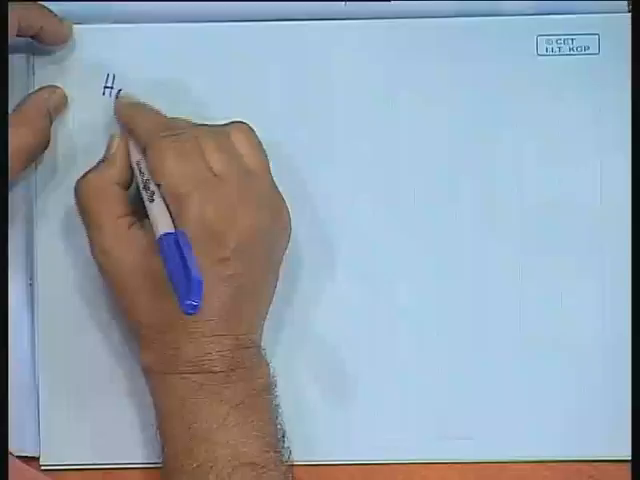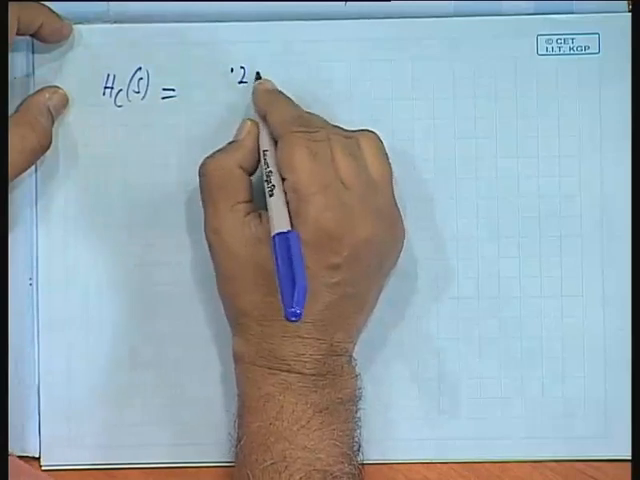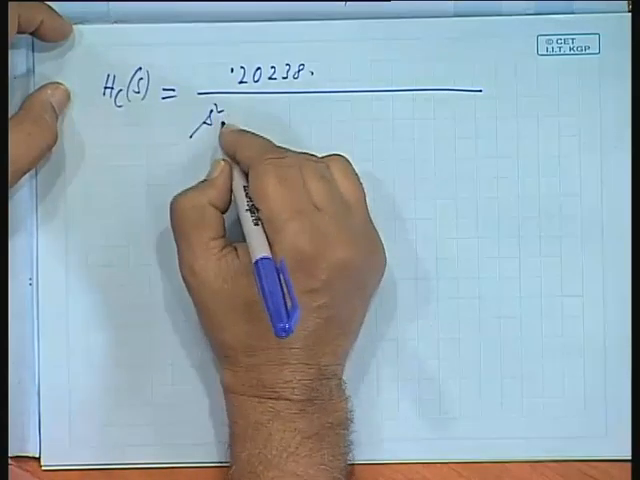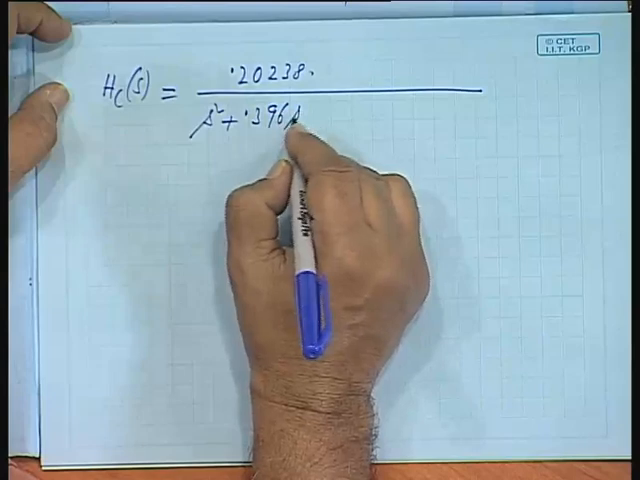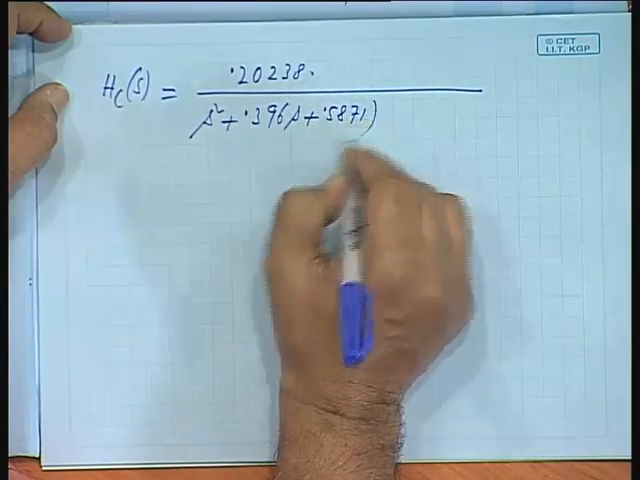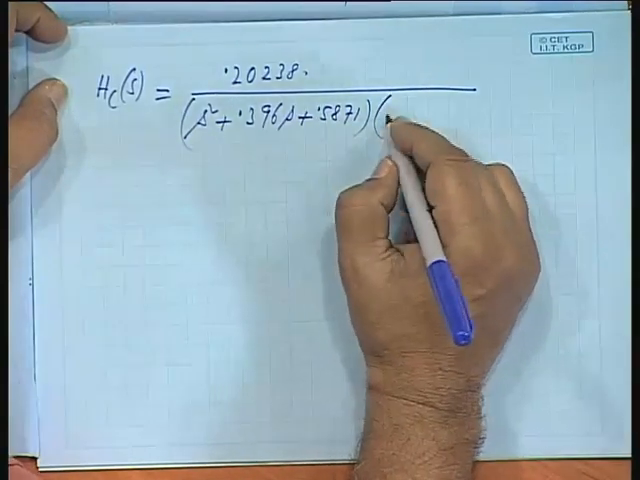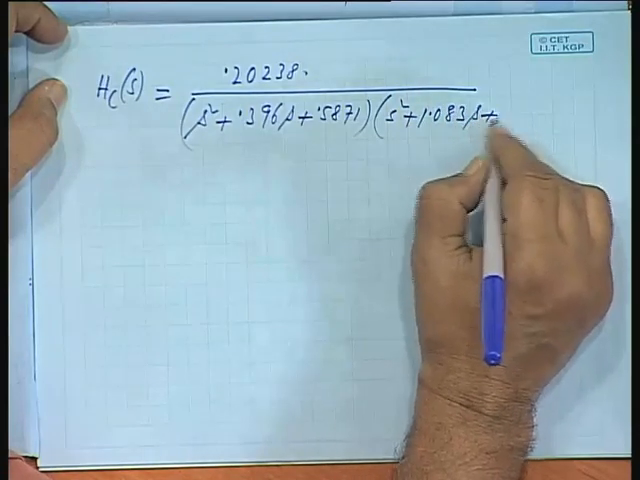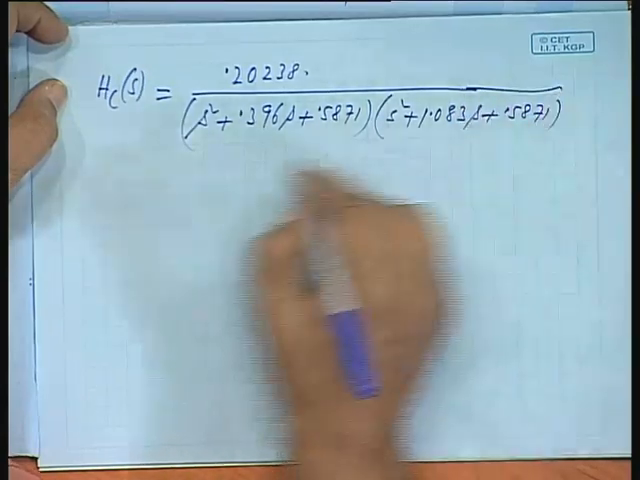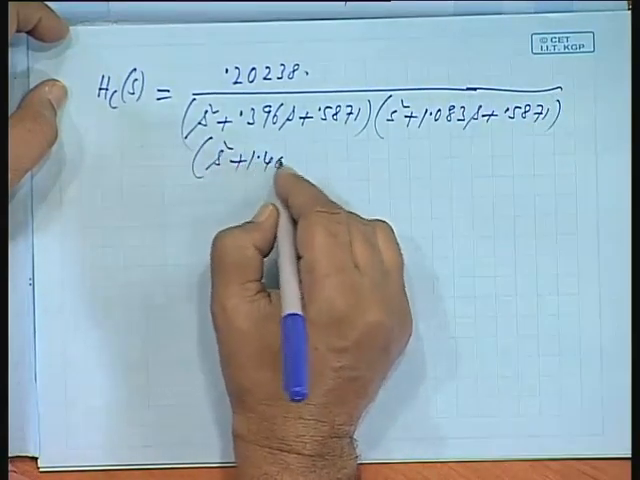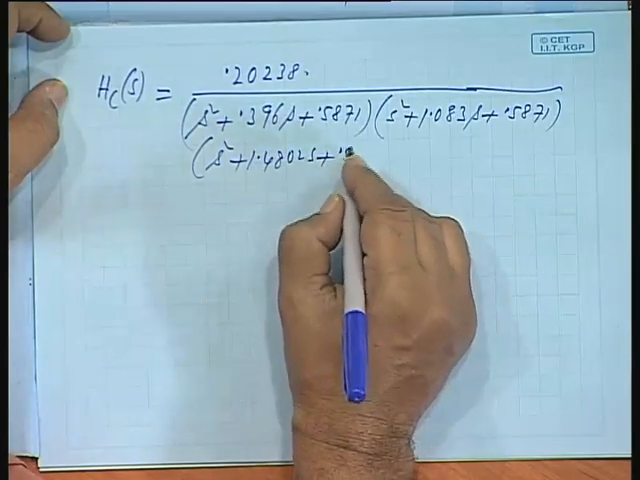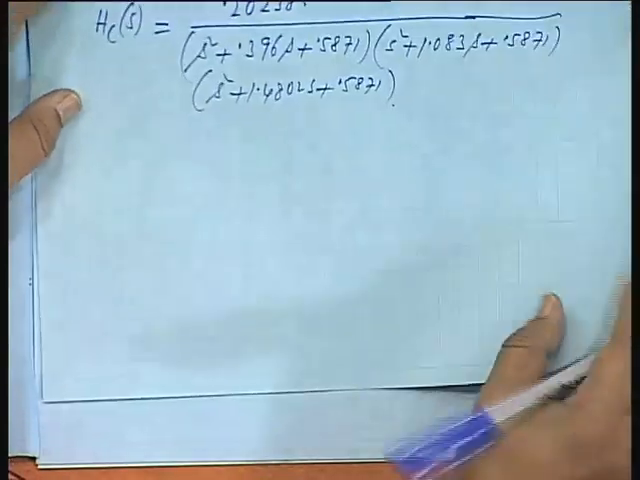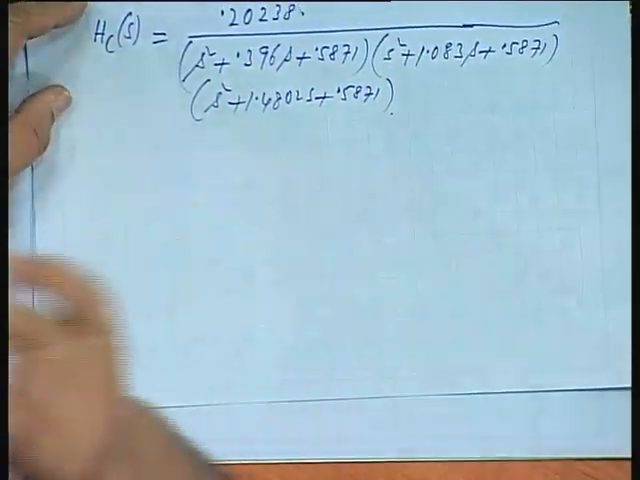So, if you follow this, H(s) comes out to be 0.20238 divided by S squared plus 0.396 S plus 0.5871, then S squared plus 1.083 S plus 0.5871, into S squared plus 1.4802 S plus 0.5871. Okay. You have got the three factors.